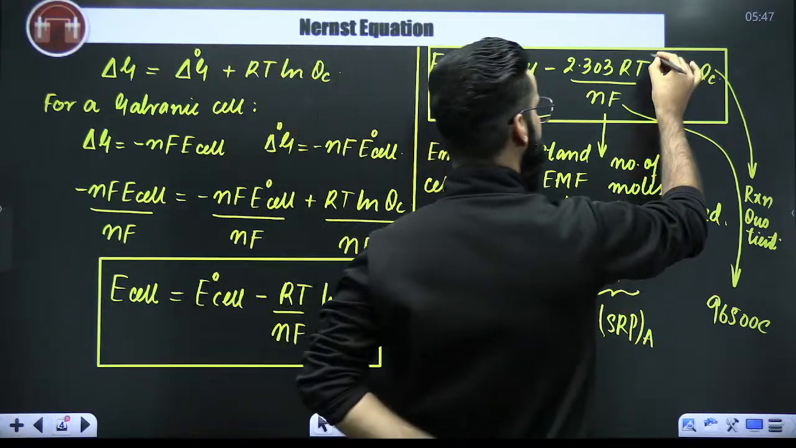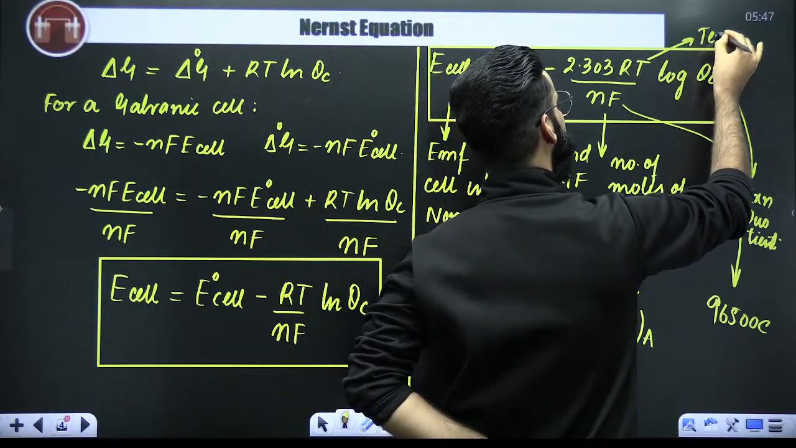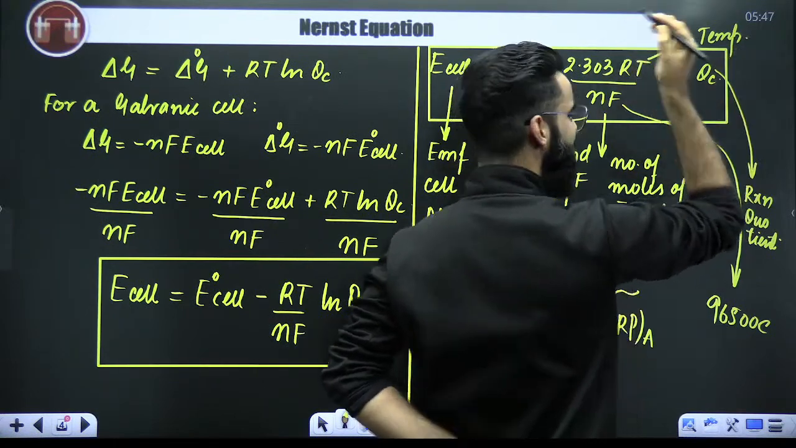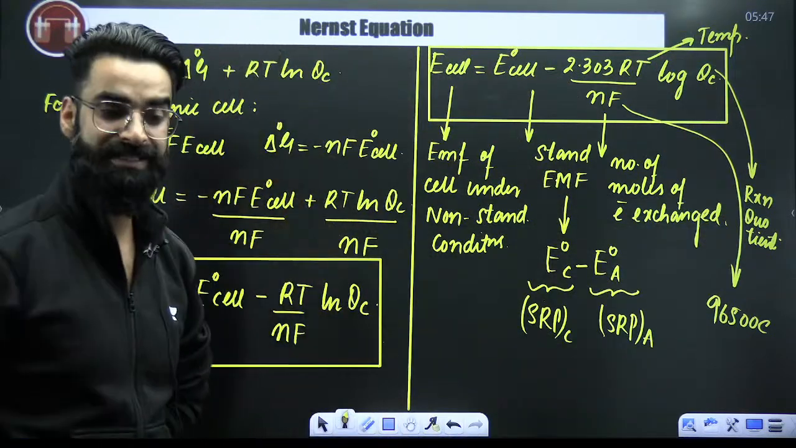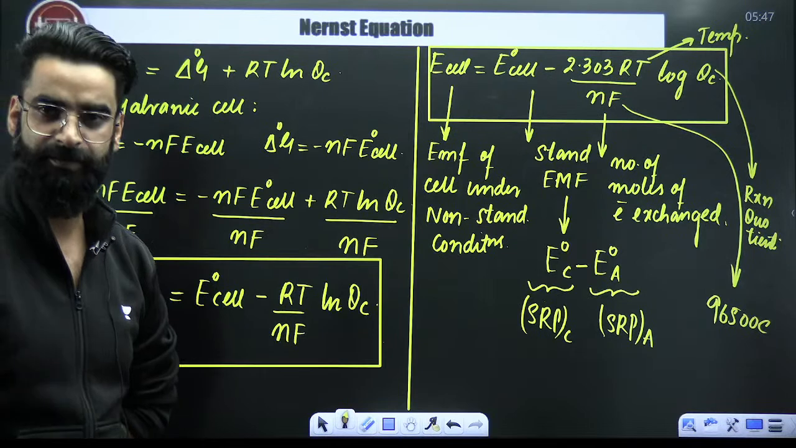What is this T over here? T is the temperature at which the cell is working. And R is a constant whose value you already know, that's 8.314 joules per Kelvin per mole.